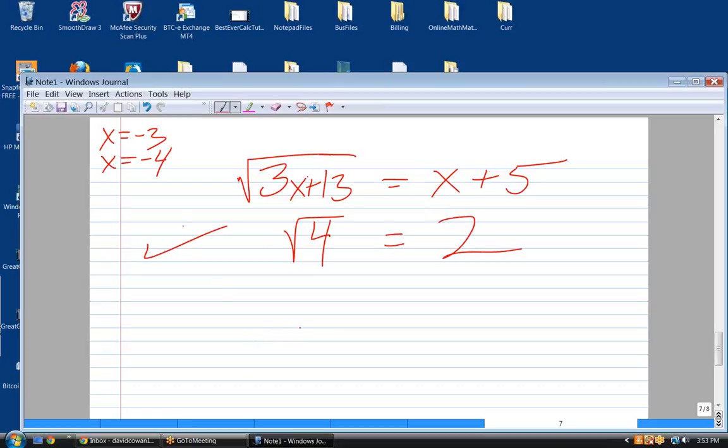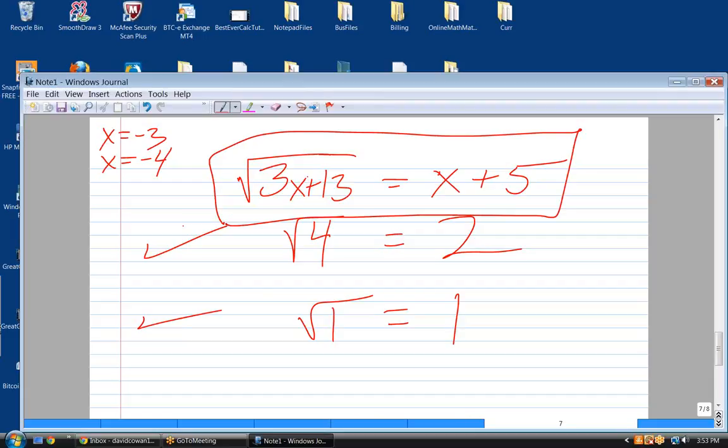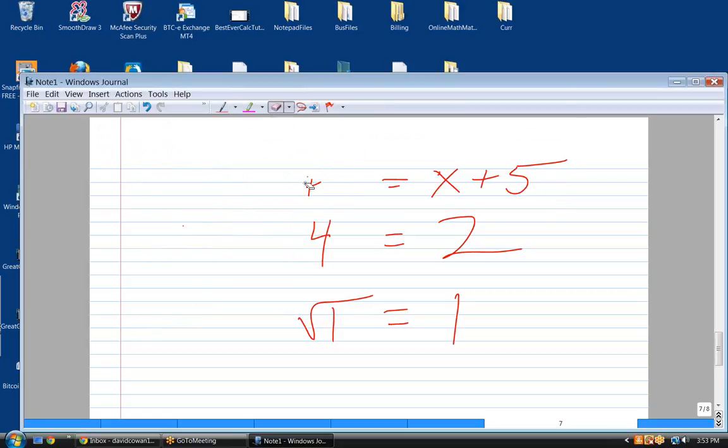How about minus 4? And so minus 12 would give you the square root of 1, which would be 1. And then negative 4 plus 5 is positive 1. So both of them work. But you will frequently find that when you have an equation that had a radical sign in it, that one of these solutions is bogus, or what they call extraneous.